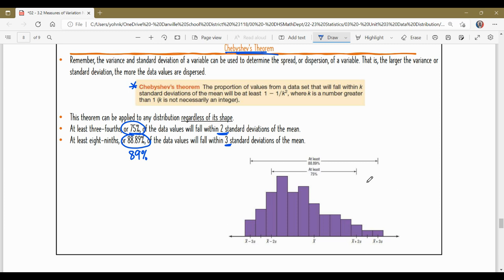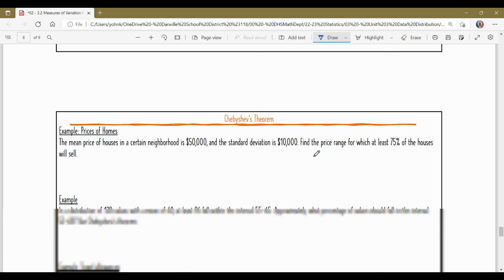So here's a little picture down here of a right skewed distribution because the tail is on the right hand side. Notice that if the mean is right here at X, I can plus or minus a standard deviation to go like here and here. I can plus and minus another standard deviation to go here and here. That's 75% of the numbers. And 3 standard deviations on either side gives me 89% of the numbers. We can use these to come up with a range of what a middle percent might be.